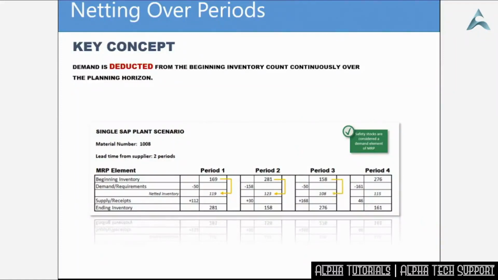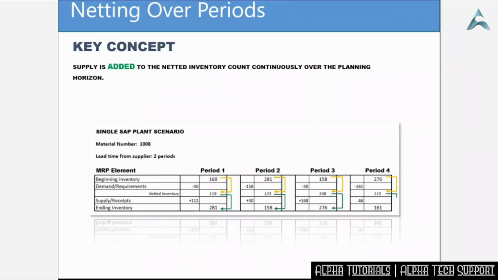The first key concept I want to emphasize is that demand, or requirements, will reduce available inventory continuously over the planning horizon. The second key concept to emphasize is that supply, or receipts, will increase available inventory over the planning horizon. And the final key concept is that the ending inventory in one period will become the beginning inventory for the next.